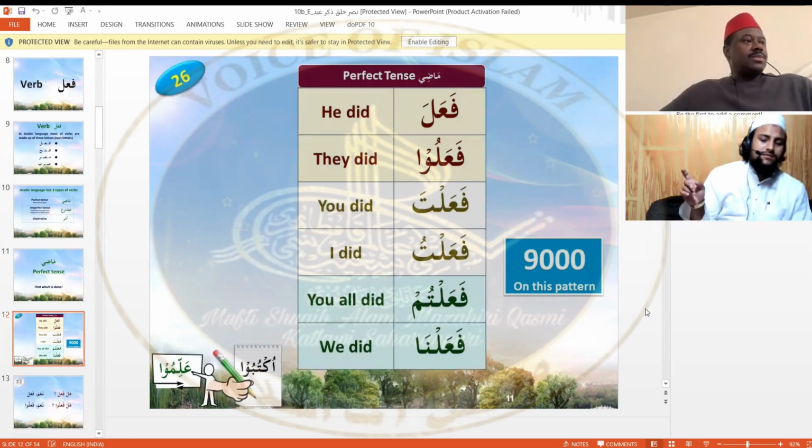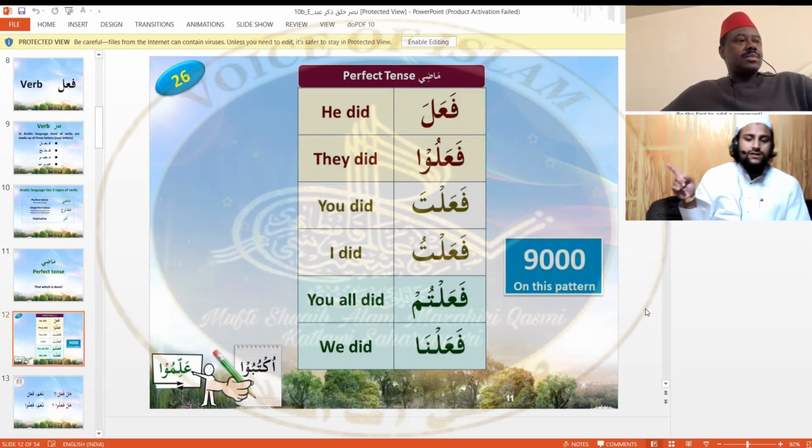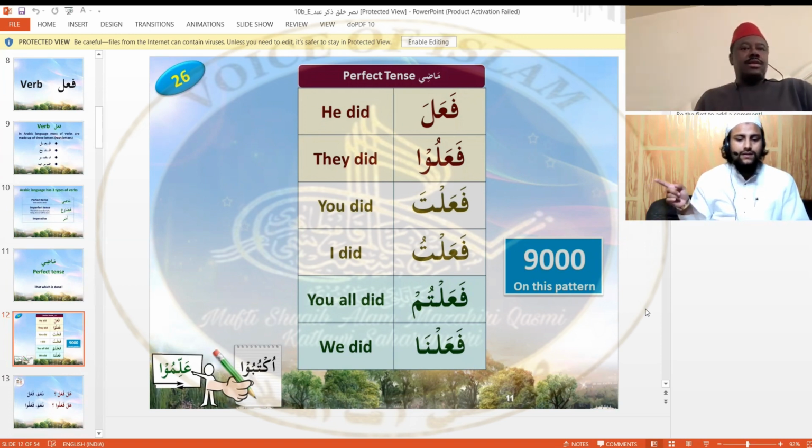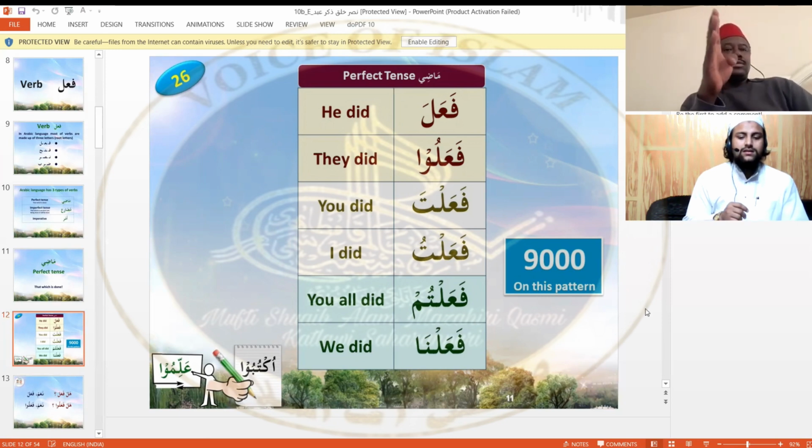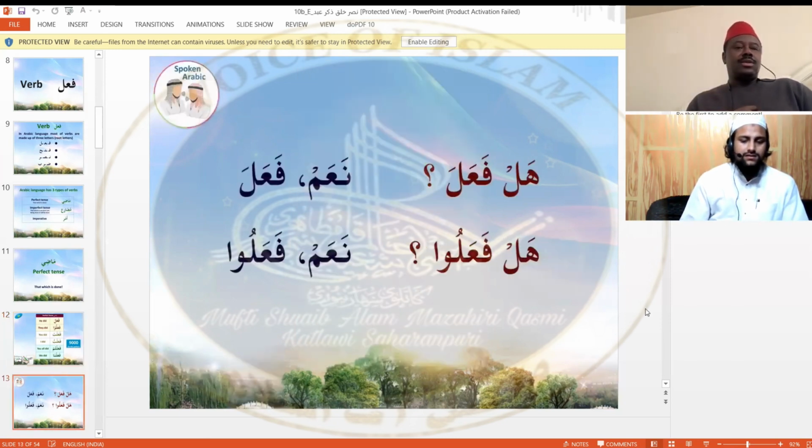Perfect tense, that which is done. Fa'ala, he did. Let's repeat with action. Fa'ala, he did. Fa'alu, they did. Fa'alta, you did. Fa'altu, I did. Fa'altum, you all did. Fa'alna, we did.